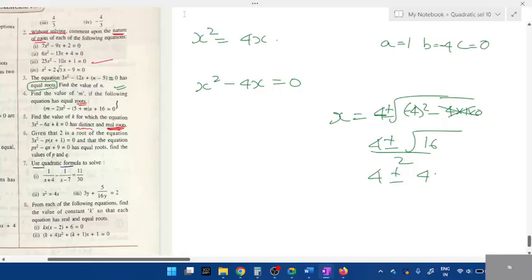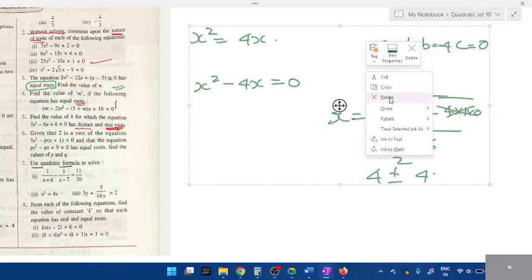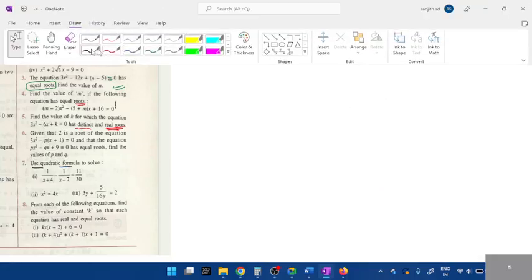Fine, just ignore. Any doubts in this? How to take the ABC values? All of you understood how to take out the ABC values.